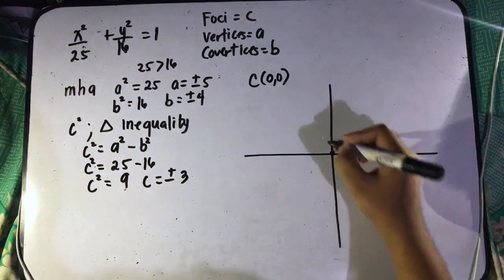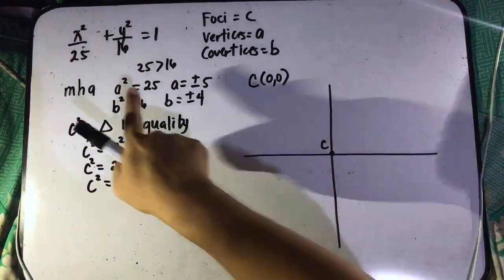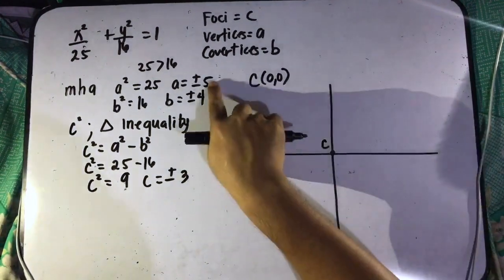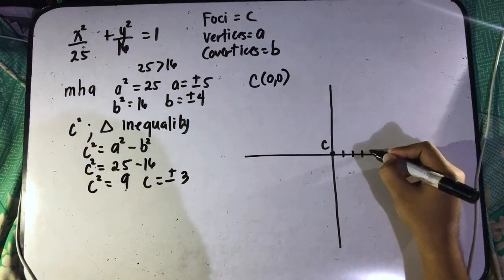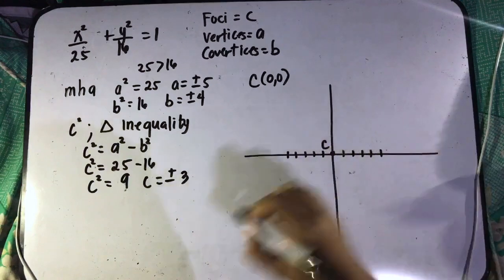Okay, this is our graph. The center is located at the origin. If the center is located at the origin and we have a major horizontal axis, therefore, doon tayo magdadagdag ng 5, doon din tayo magbabawas ng 5. So mag-count tayo. 1, 2, 3, 4, 5. 1, 2, 3, 4, 5. So, plus 5, minus 5.